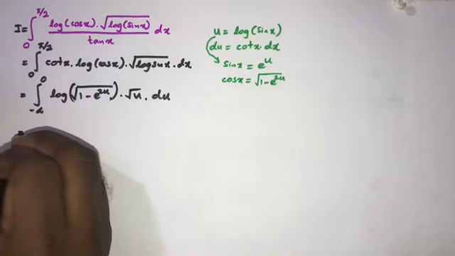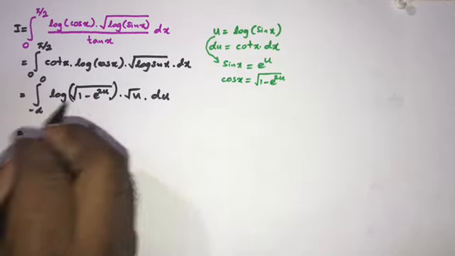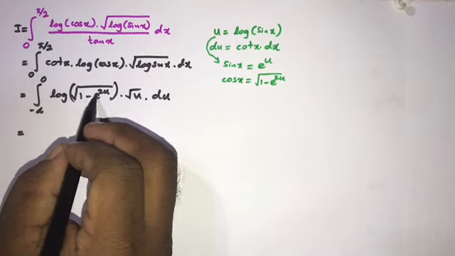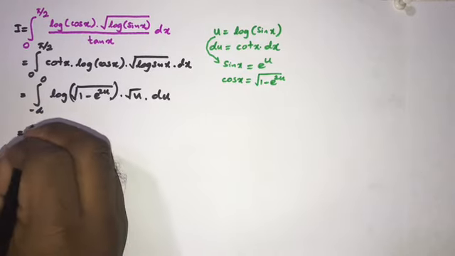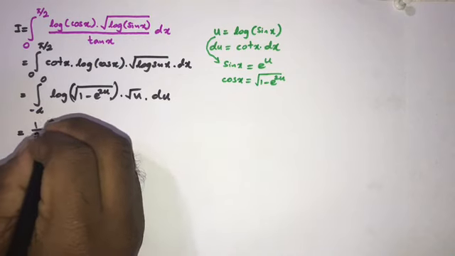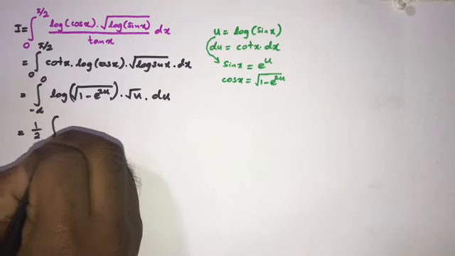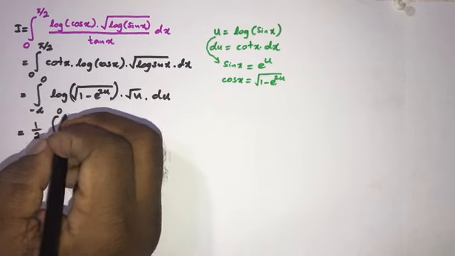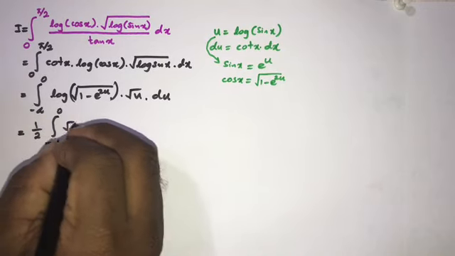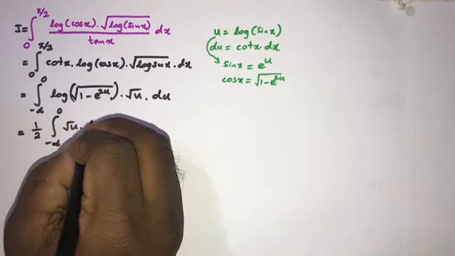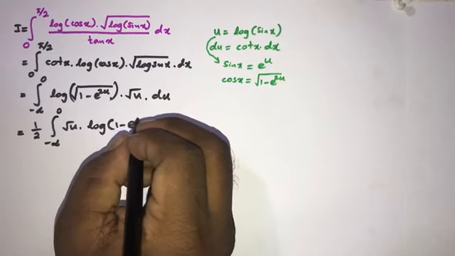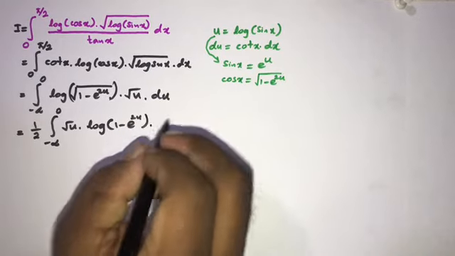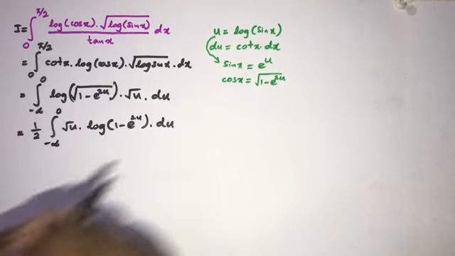Okay, then we can write this is equal to, here we have 1 minus e to the 2u to the 1 half, and we can write the 1 half outside of the integral sign, so 1 half integral from minus infinity to 0 of square root of u times natural log of 1 minus e to the 2u du.